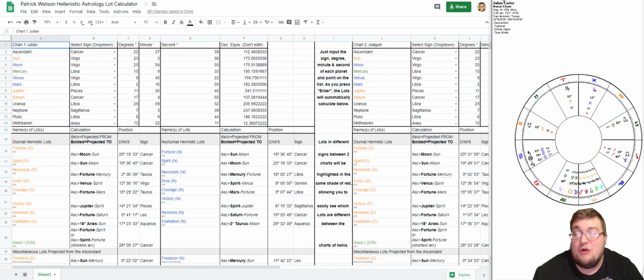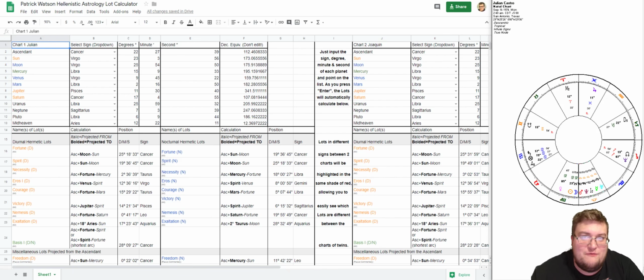So there are many, many lots, and it stands to basic probability and statistics that someone who has a twin is likely to have many positions be very, very similar, but to potentially have some lots which are in different signs.